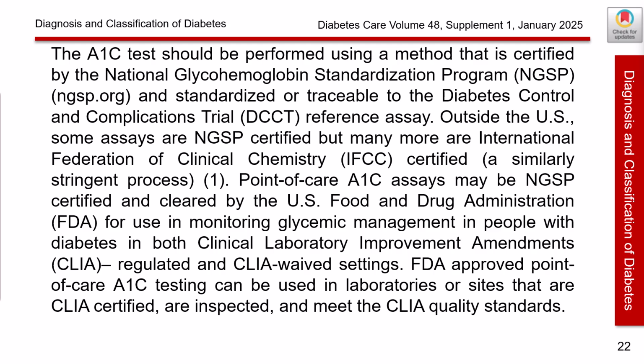Point-of-care glycated hemoglobin assays may be National Glycohemoglobin Standardization Program certified and cleared by the United States Food and Drug Administration for use in monitoring glycemic management in people with diabetes in both Clinical Laboratory Improvement Amendments regulated and Clinical Laboratory Improvement Amendments waived settings. Food and Drug Administration approved point-of-care glycated hemoglobin testing can be used in laboratories or sites that are Clinical Laboratory Improvement Amendments certified, are inspected, and meet the Clinical Laboratory Improvement Amendments quality standards.